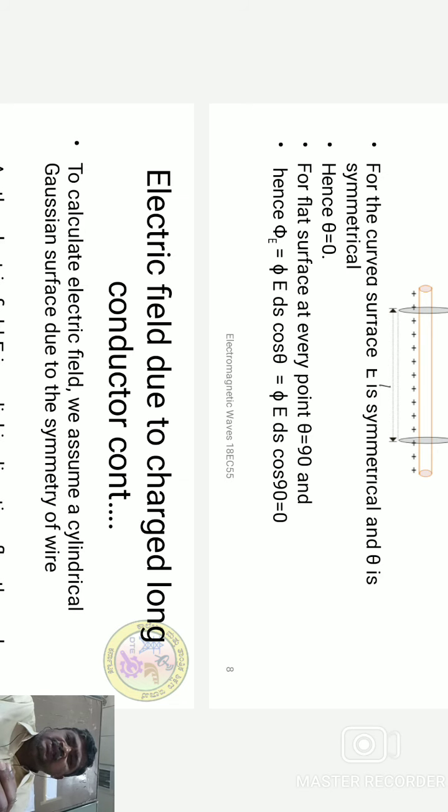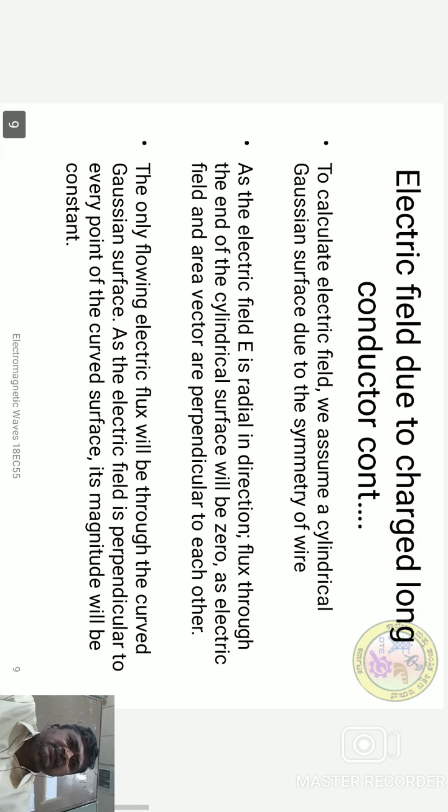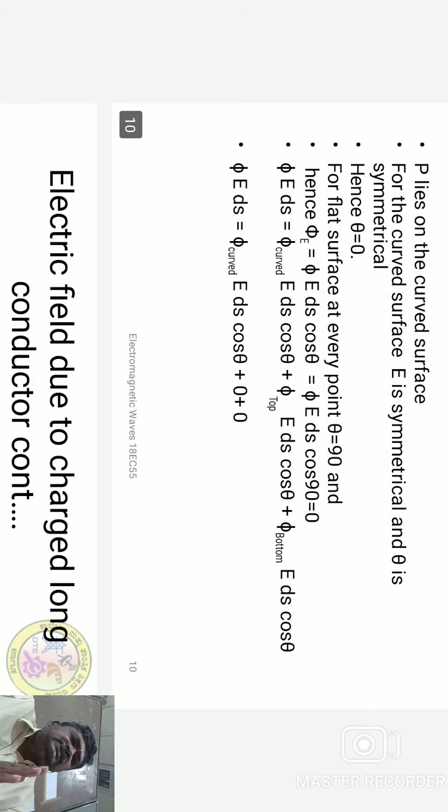I have written the explanation here, and these are the points. The closed integral of E ds can be partitioned into the closed integral of E ds cos theta for the curved surface, plus the closed integral of E ds cos theta for the top, and for the bottom. For the top, the theta value is 90 degrees. For the bottom, the theta value is also 90 degrees.